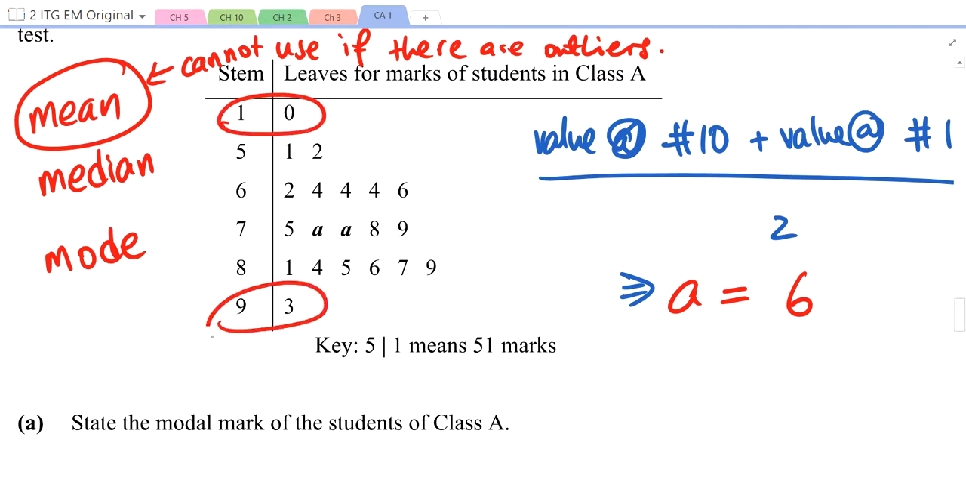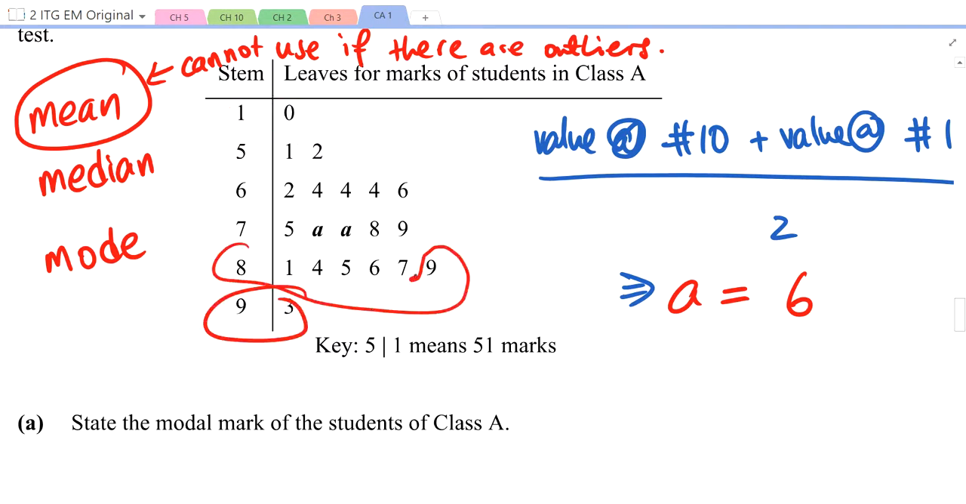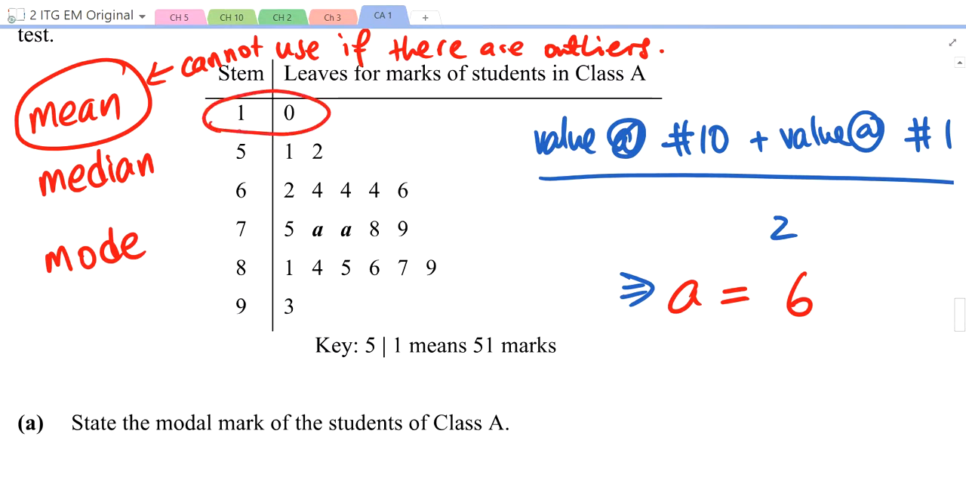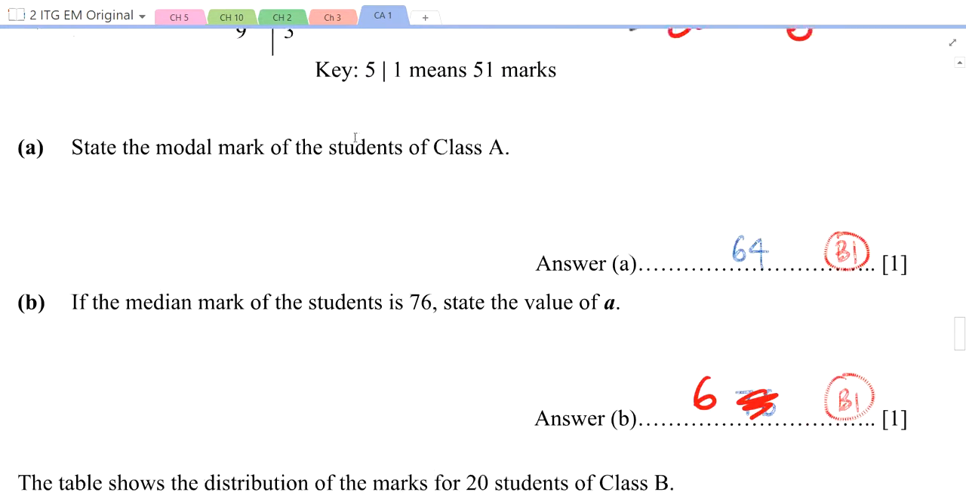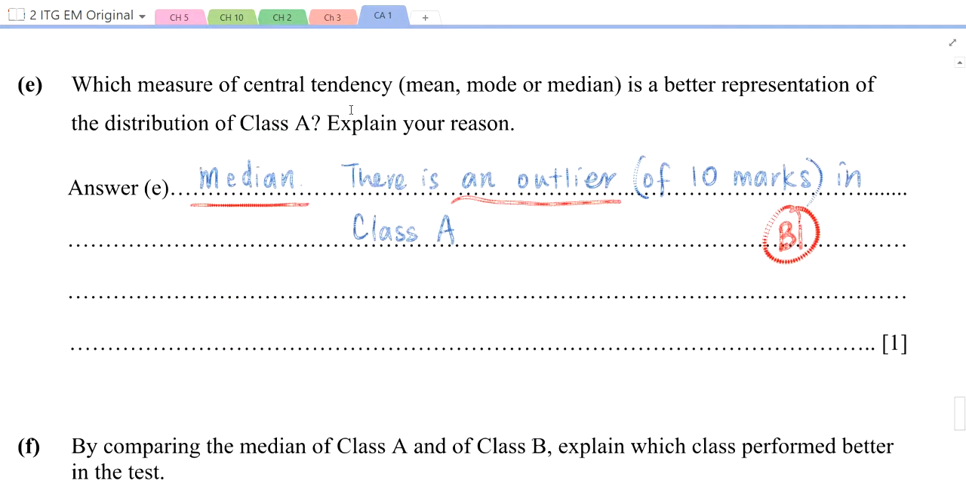What is the outlier? 10 is the outlier. Is 93 an outlier? No, it is not. Don't just choose the biggest number as the outlier. The outlier is a value that is very different from everything else. In this case, 93 is quite close to all these 89, 87, 86, 85, and so on, right? They're quite close. The outlier in this question is 10, because after 10, we jump straight to 51. So 10 is our outlier. There is a very big gap between 10 and 51. So we say that we should use the median. Reason: there is an outlier of 10 marks in class A.